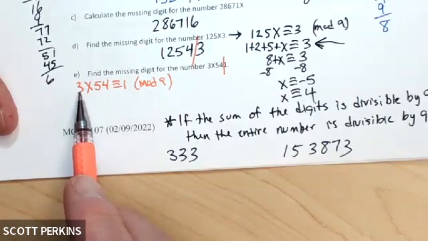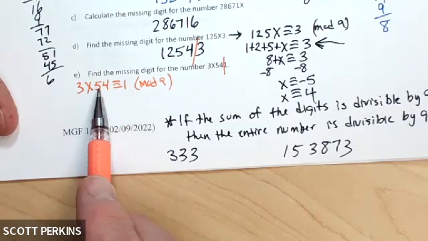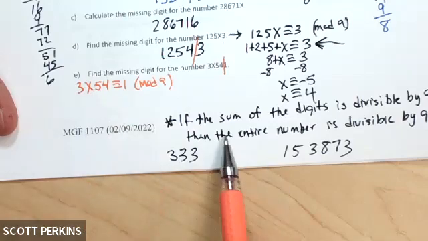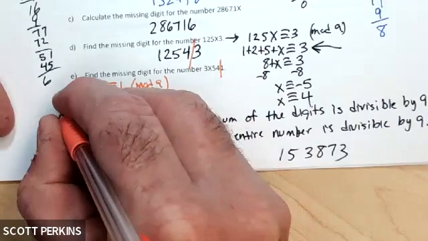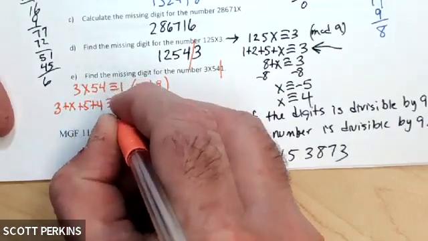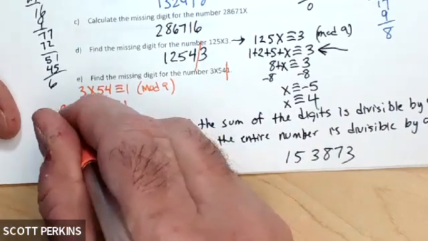But what I'm going to do is take advantage of the fact that if this number has a remainder of 1 when I divide by 9, then when I add up the digits, that'll have a remainder of 1 when I divide by 9. That's what this says right here. That's the little principle I gave you. So I'm going to have 3 plus x plus 5 plus 4 is congruent to 1. So 5 and 4 is 9 plus 3 is 12.